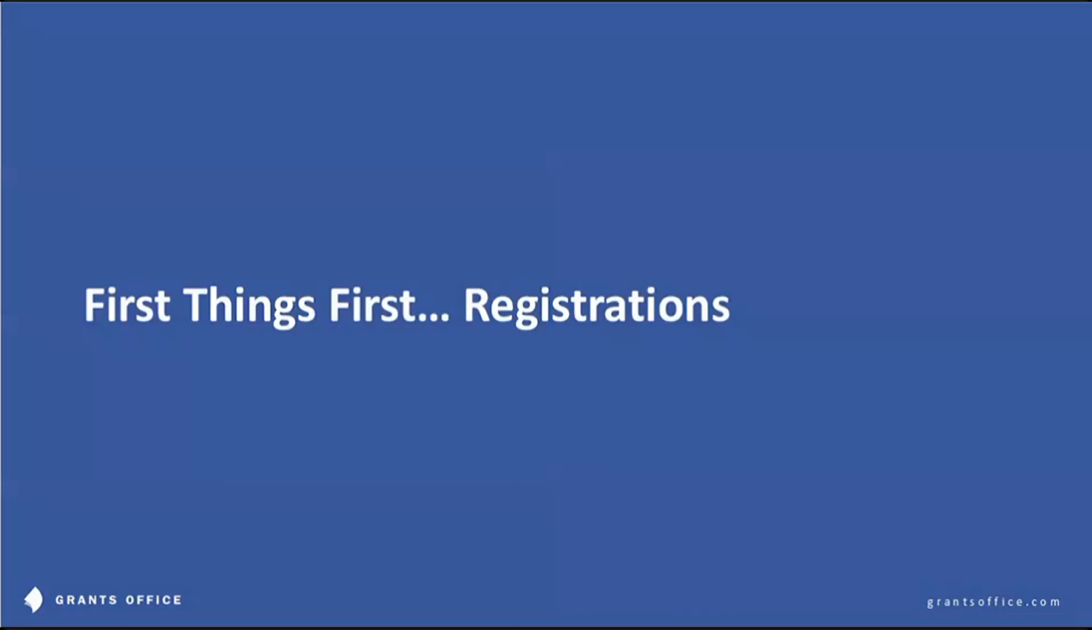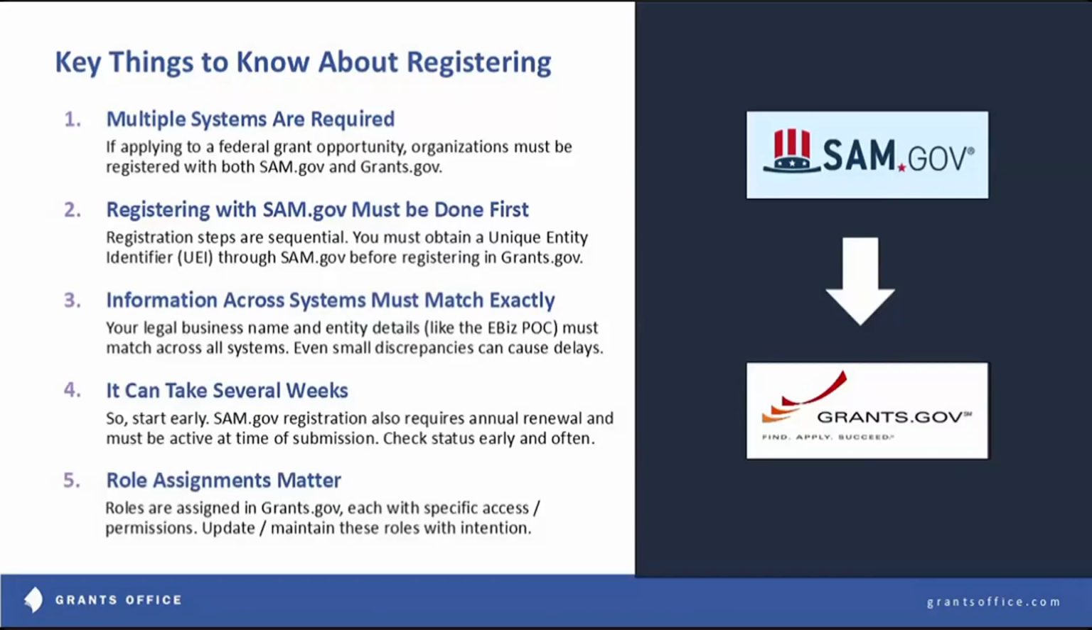Before diving right into how to search for opportunities via Grants.gov, let's just pause and address some actions that are good to get out of the way sooner rather than later when looking to apply to federal grants for the first time, namely registrations. If your organization plans to apply for a federal grant, it must be registered with both SAM.gov and Grants.gov. The System for Award Management, or SAM.gov, is a government-wide registry for organizations doing business with the federal government. And it is through registering with SAM.gov that organizations are assigned a unique entity identifier, or what is known as a UEI number.